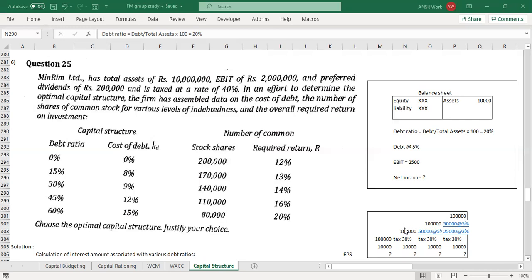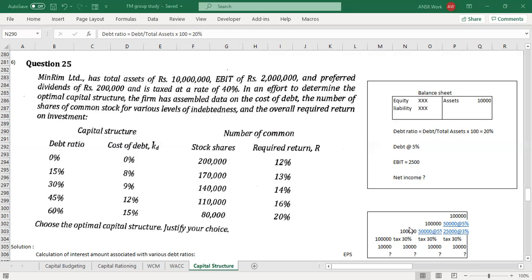Dheeraj, can you explain once more? Because I was doing debt by total assets whole into 100 equal to 20 by 100. Okay, that way you are doing. That's perfect. Then you replace total assets by 10,000. You keep the debt as debt only. You made one mistake. So when you say debt divided by total assets into 100 is equal to 20 by 100, there is something wrong with it. Can somebody tell what is wrong with it?